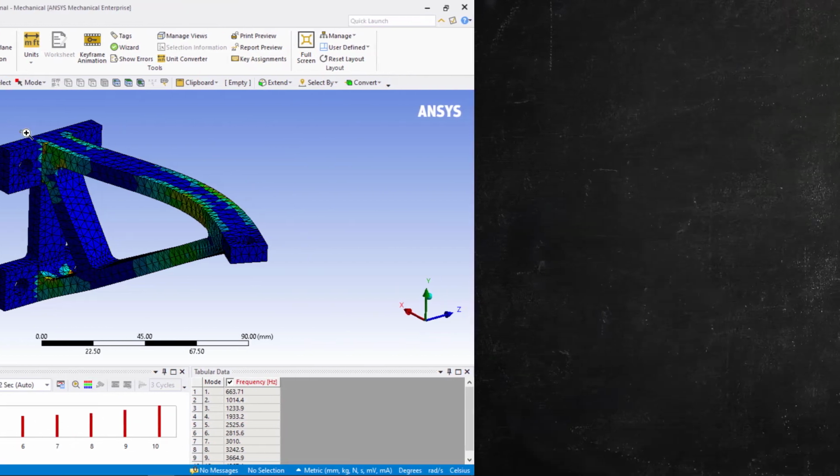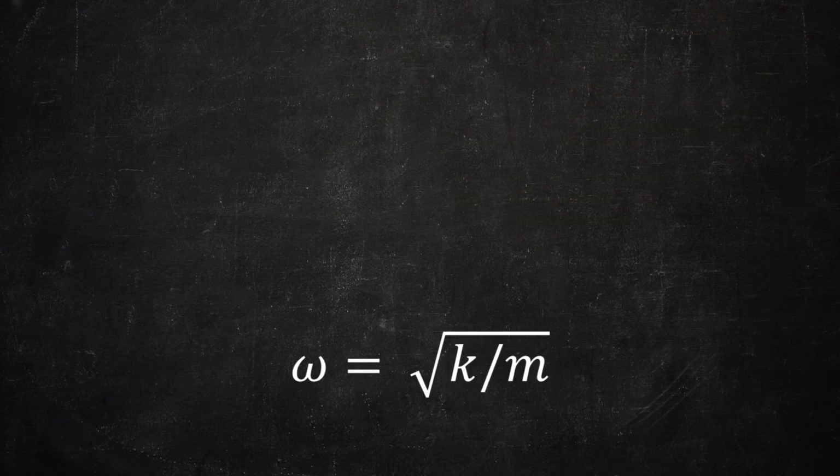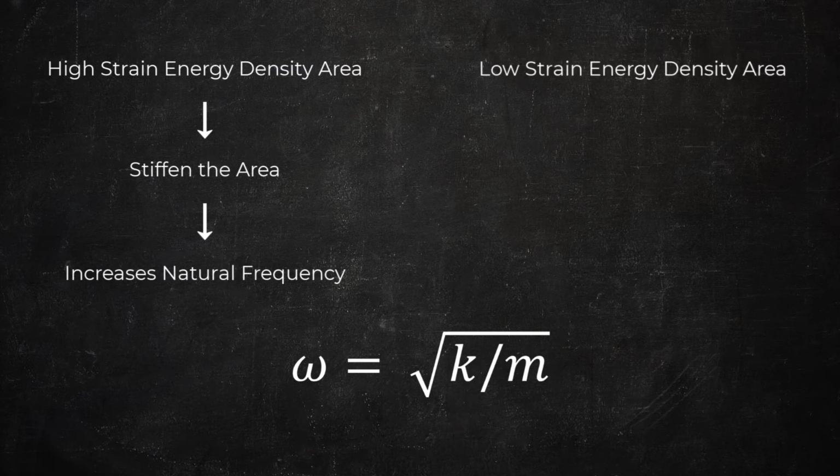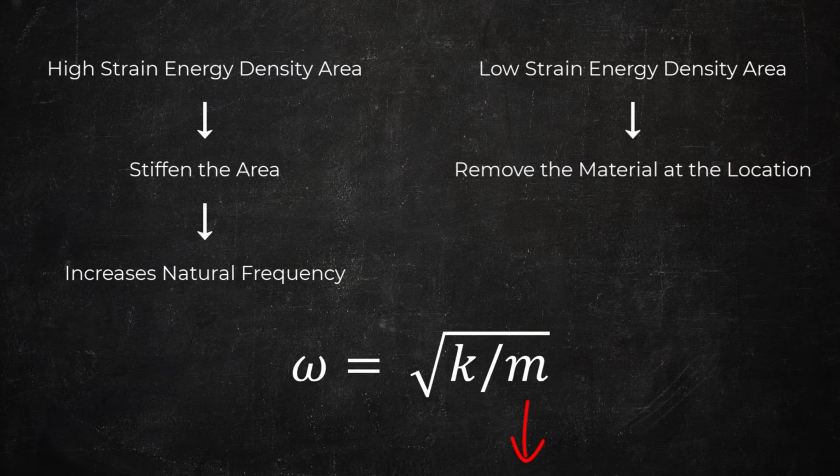As we mentioned, strain energy density gives us an idea of where the structure has large strain at this natural frequency. By stiffening that area, we can increase frequency of that particular mode. Conversely, regions of low strain energy density may be candidates for removal of material without adversely affecting the frequency for that specific mode. In this case, the objective is to avoid natural frequency under 700 Hz.